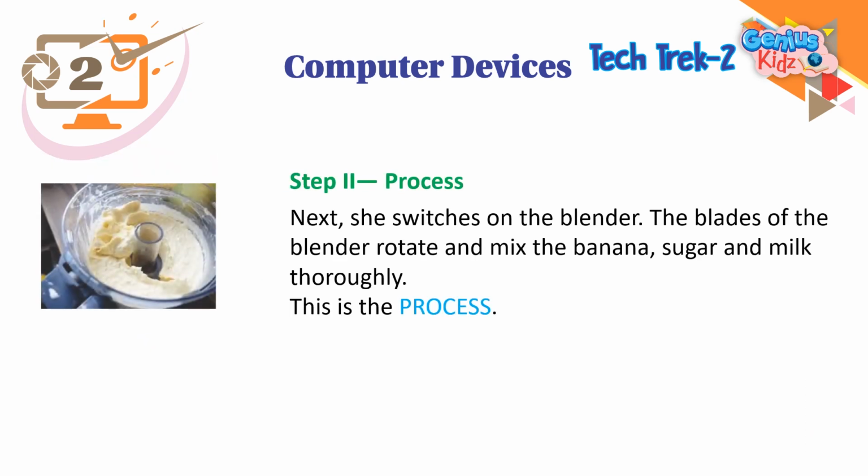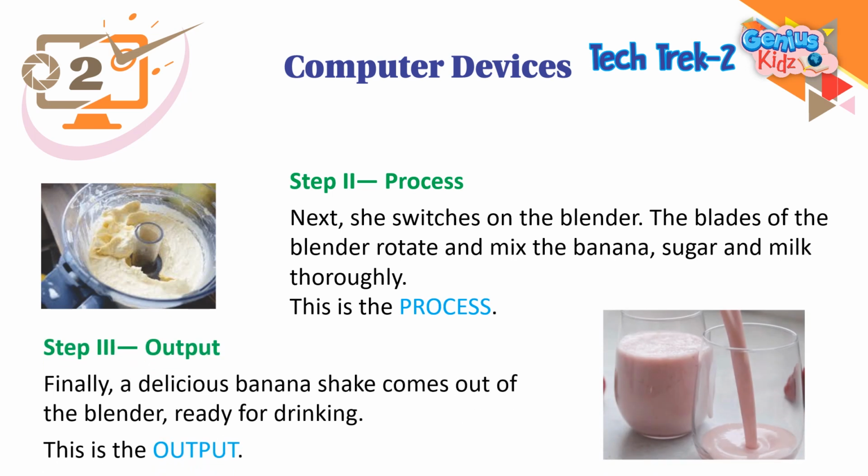Step second, process. Next, she switches on the blender. The blades of the blender rotate and mix the banana, sugar and milk thoroughly. This is the process. Step third, output. Finally, a delicious banana shake comes out of the blender, ready for drinking. This is the output.